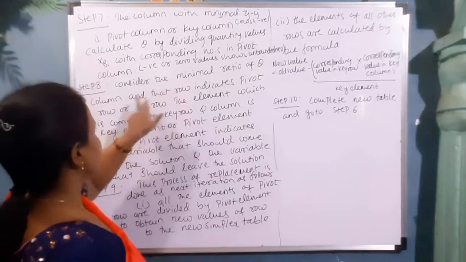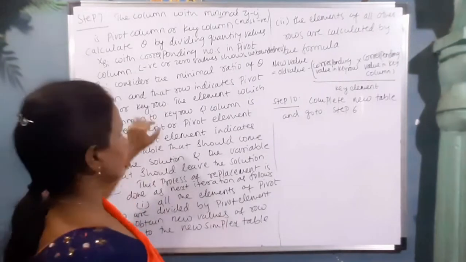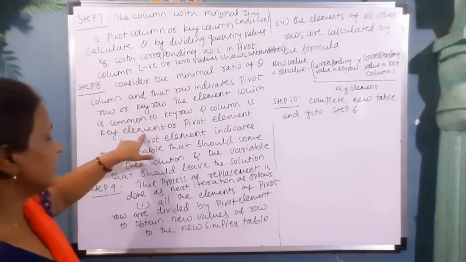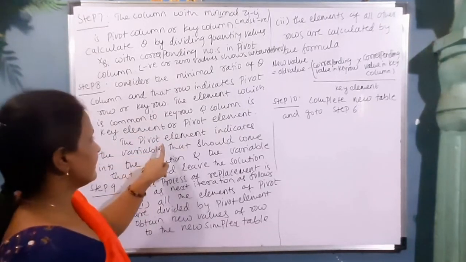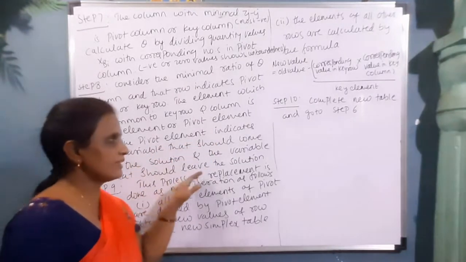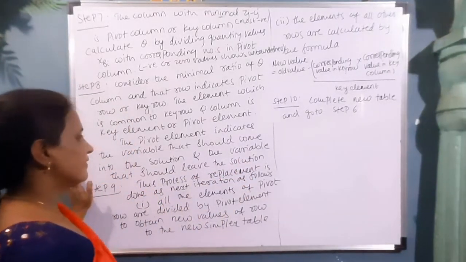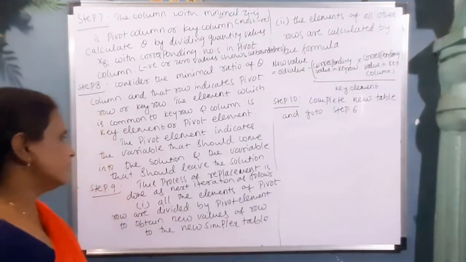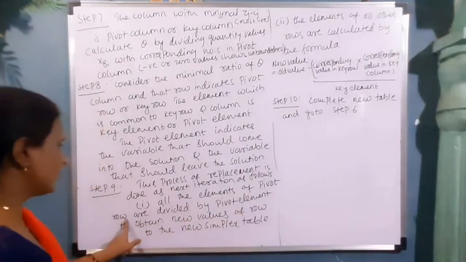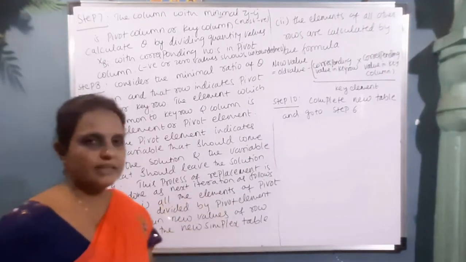That row will be considered as the pivot row. So the element at which we are having the key column and key row will become the key element. Once we get the key element or pivot element, we can say that the pivot element indicates the variable that should come into the solution and the variable which can go outside the solution. In step 9, we will create the new table. In the new table, the first step is that all the elements of the pivot row are divided by the pivot element. So one row we will get simply by dividing by the key element.